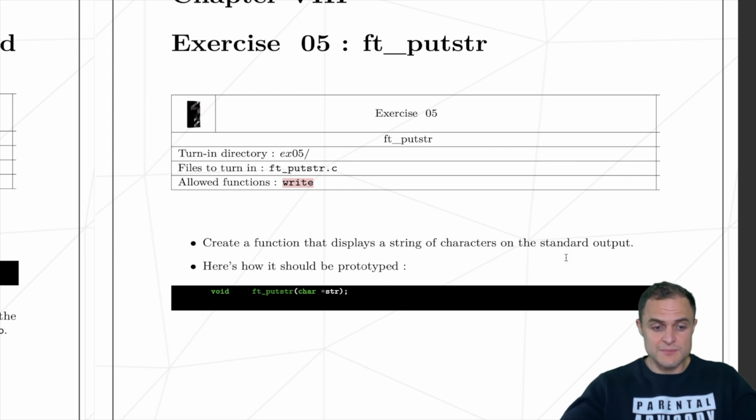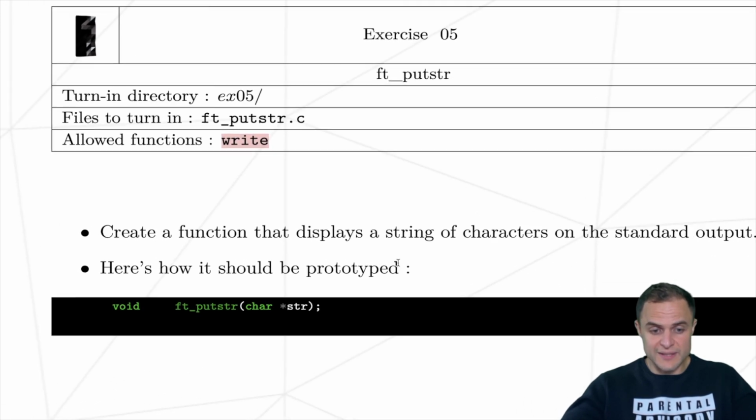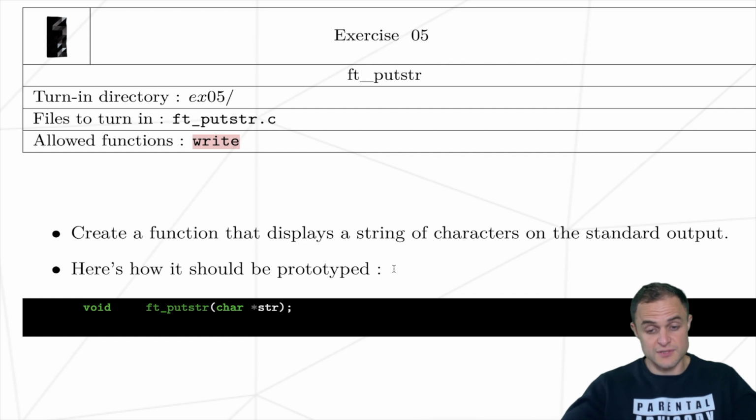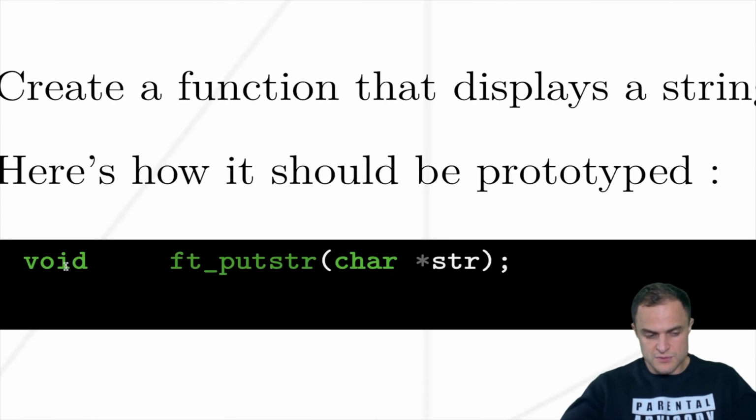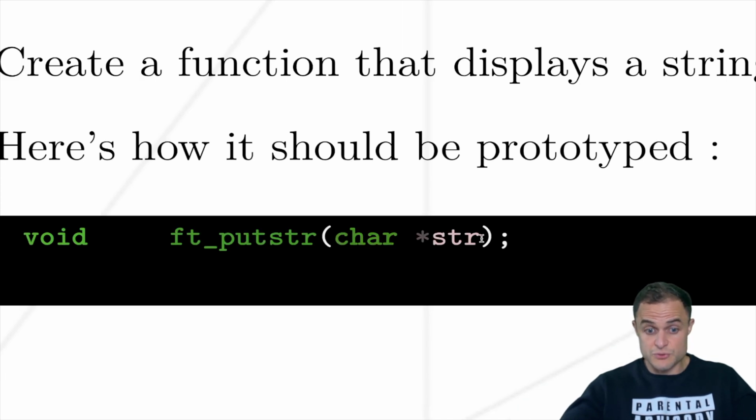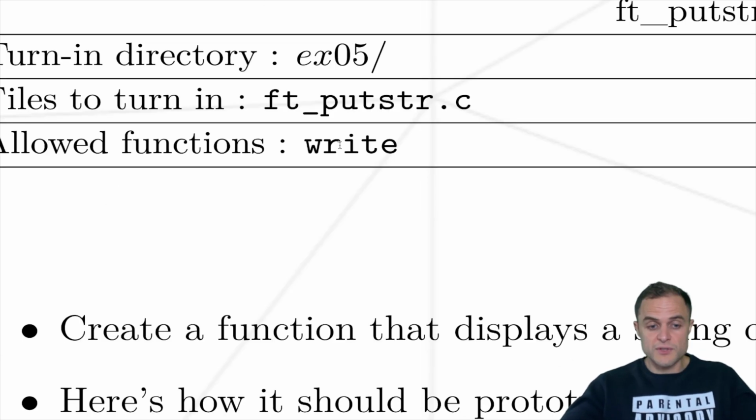We have this time to create a function that displays a string of characters on the standard out. And here we have the prototype. As you can see, a function that doesn't return any value and takes as an input a string, namely char star. I recall to you that in C, we don't have strings, so we have char stars, namely a pointer to a char. For this specific exercise, we can use the function write.